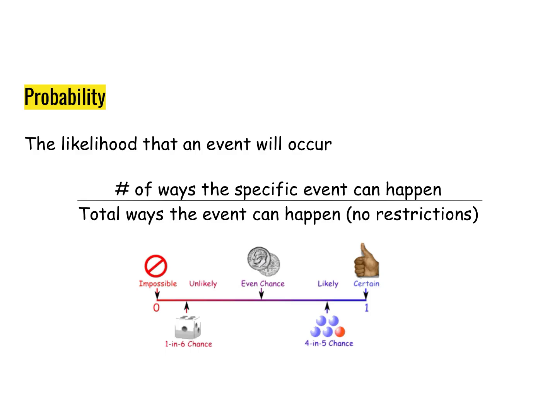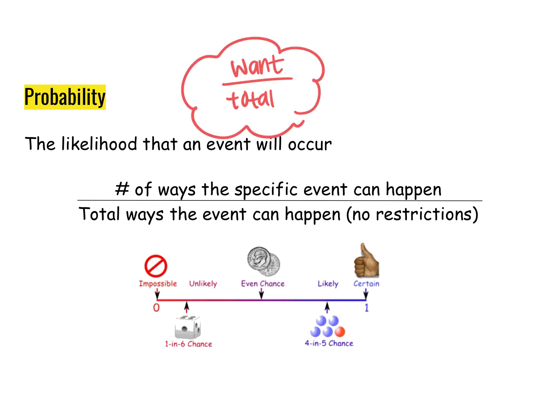All right, jumping in, we've seen this slide before, and we're talking about probability. That's the likelihood that an event will occur, and again, that's always when we're thinking about what we want over your total outcomes that you have. That is kind of our magic formula that we are working with.